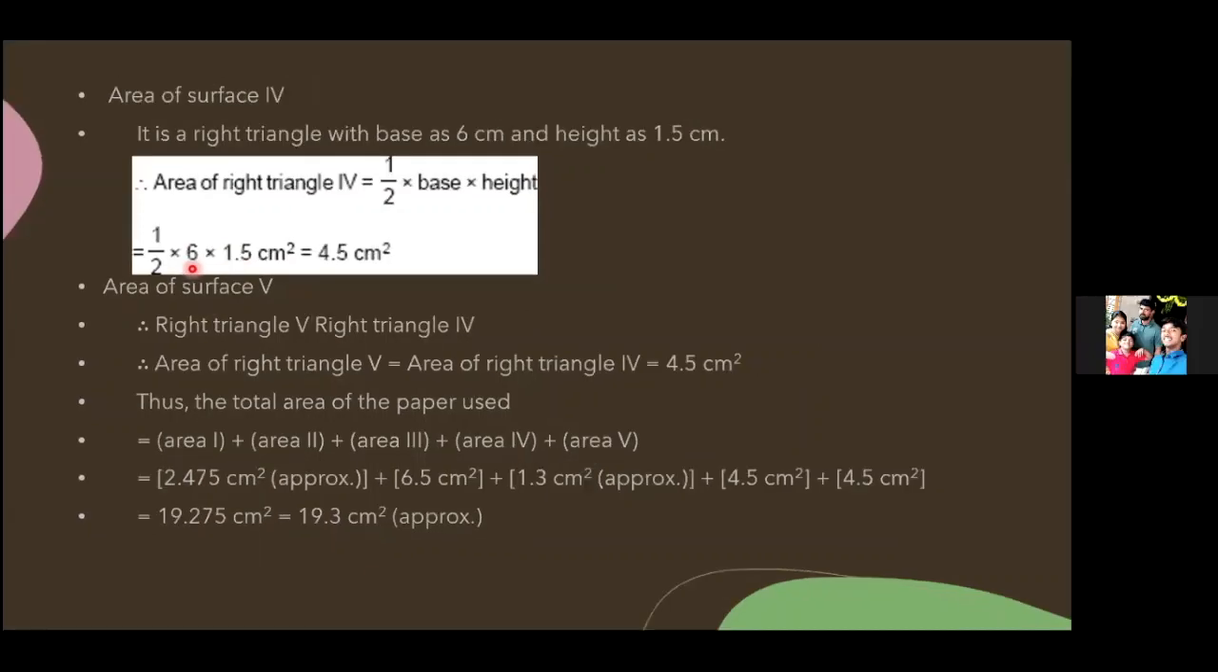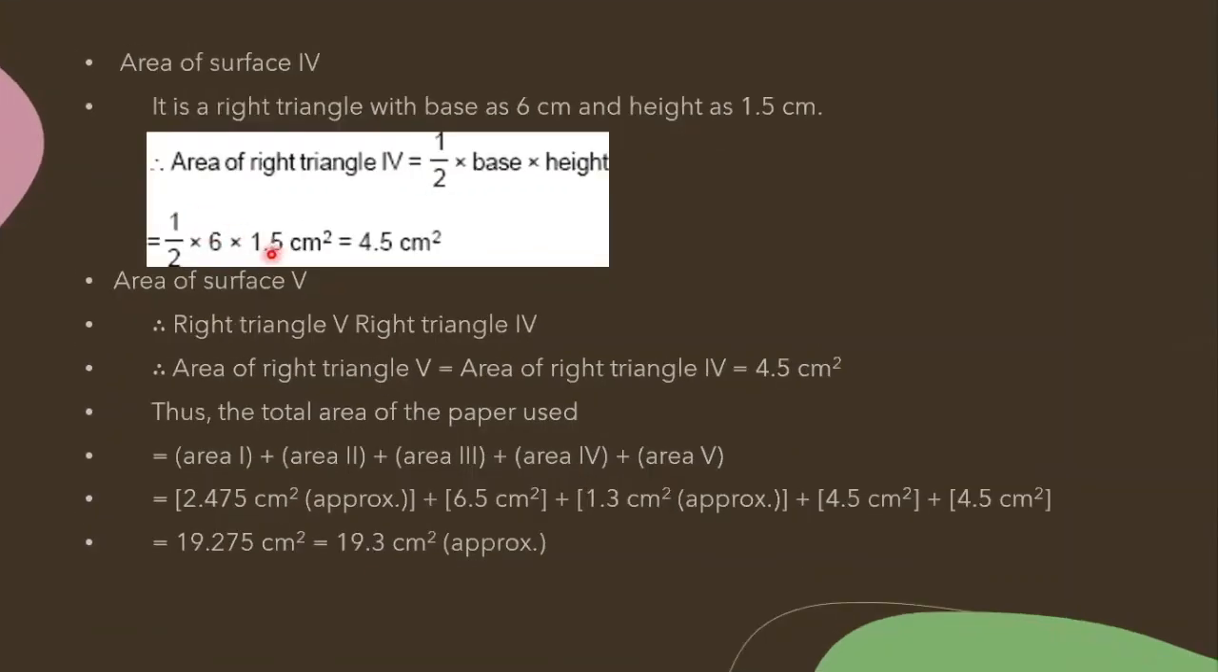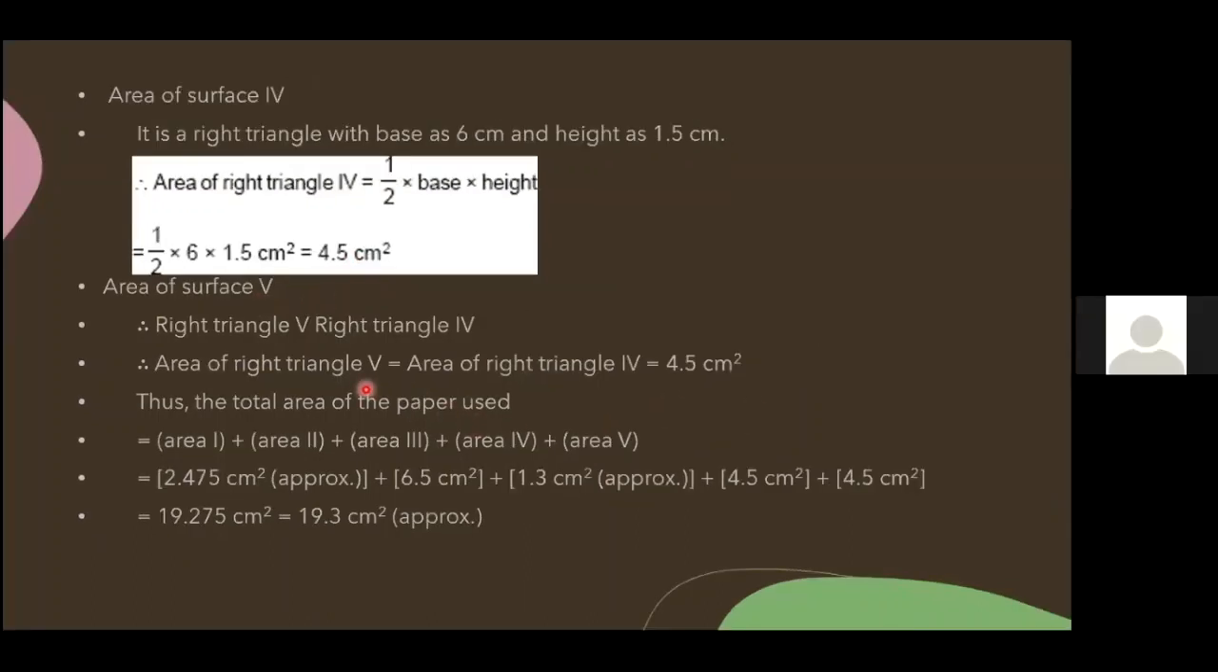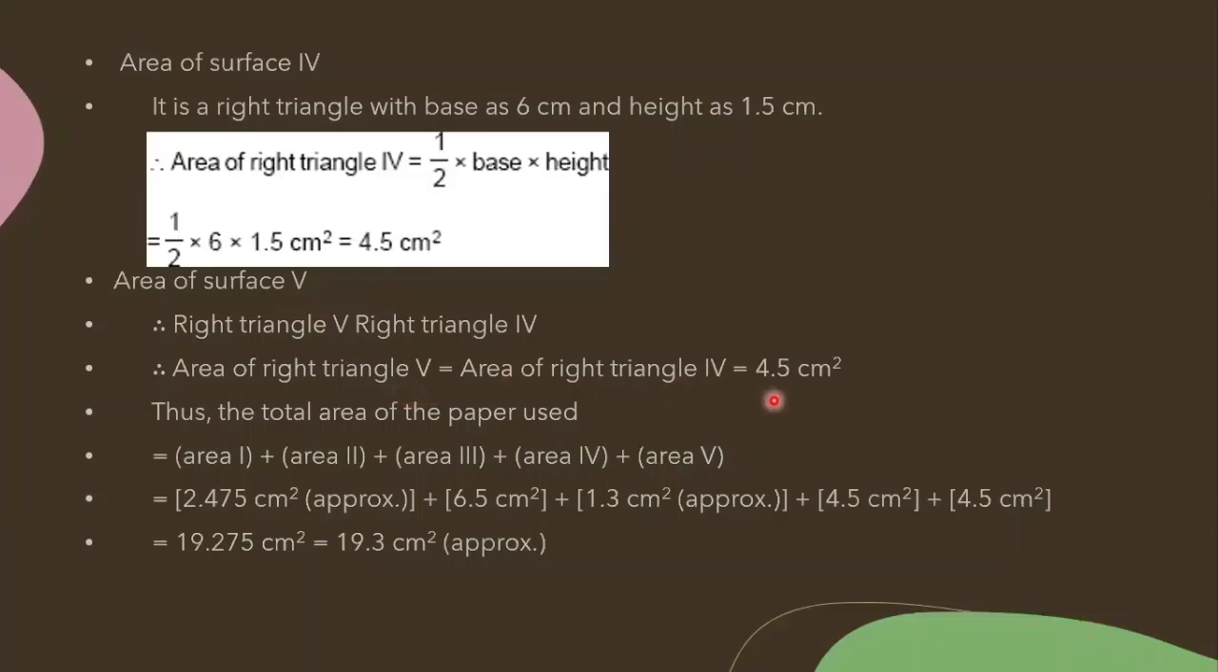Okay. 3 into 1.5 is 4.5. Even figure 4 and 5, because the wings of that aeroplane are the same measurement. So both are 4.5, and the sum of those two is 9. Okay, ma'am. Area of right angle triangle 5 and 4 is the same, 4.5 centimeter square. Any doubt? Now add all the areas.